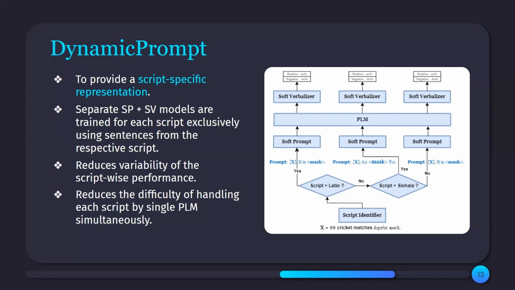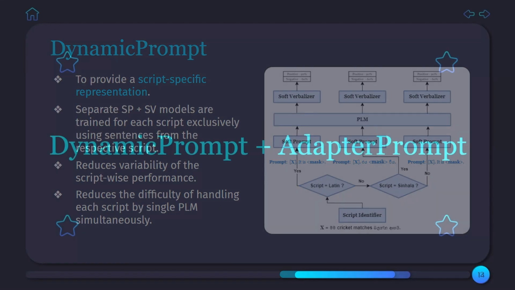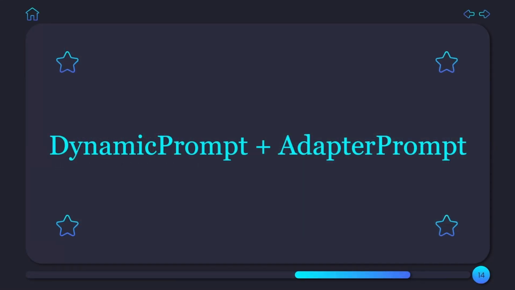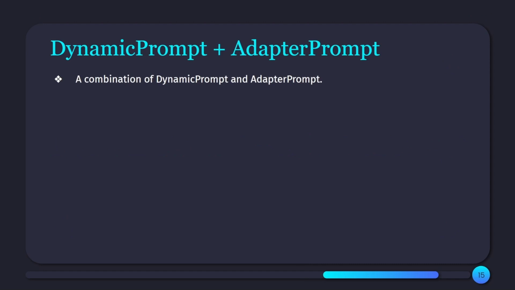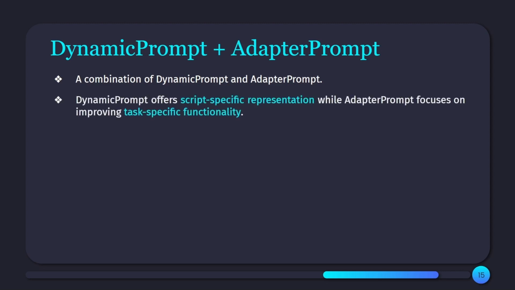Now let's move on to the novel prompt tuning method that we propose for code mixed text classification, which is dynamic prompt plus adapter prompt. This leverages a combination of dynamic prompt and adapter prompt techniques to enhance their performance. Dynamic prompt provides script-specific representation, enabling the models to understand the characteristics of different scripts more effectively. Adapter prompt, on the other hand, focuses on improving task-specific functionality, allowing the models to excel in specific classification tasks.